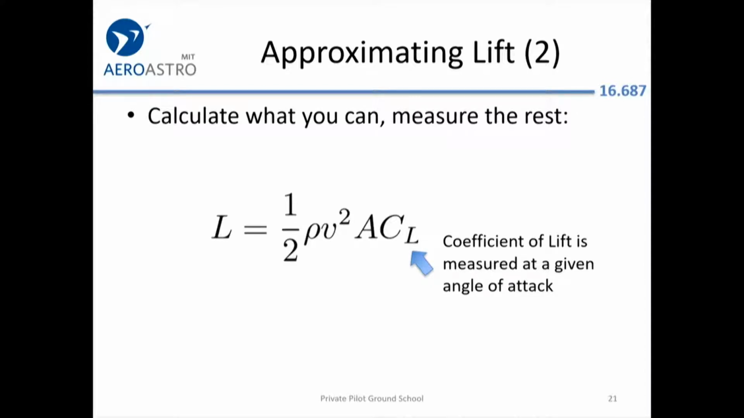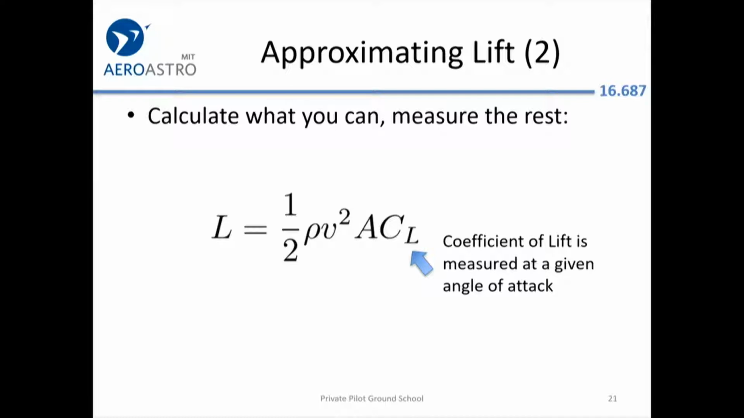rho is the one that looks like a P. So rho is talking about the air density. You have velocity, and A is the wing area we talked about. And then we have this fancy little symbol there, C sub L, or the coefficient of lift.